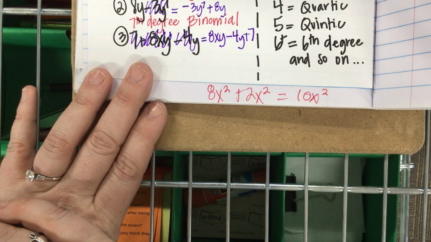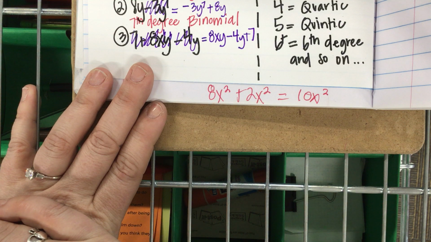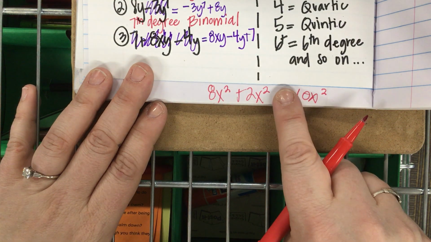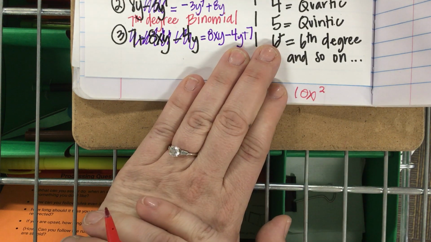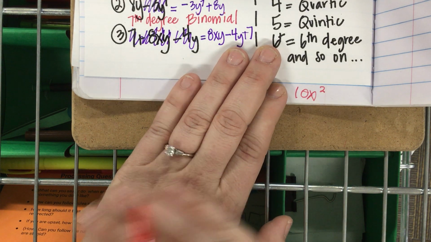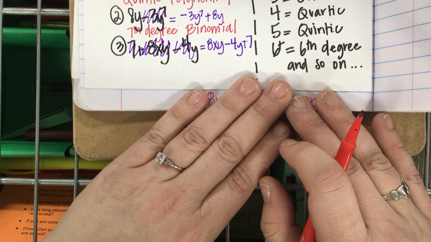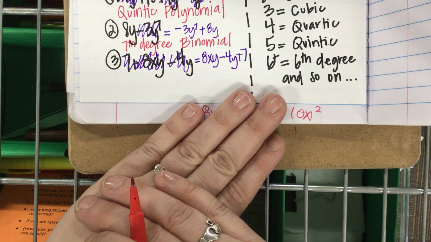That's really 10x squared, a monomial. It's because they have like terms. They have the same variable, they have the same exponent. So without the x on the third one, it would just be 4y plus 7? Yes. Okay.